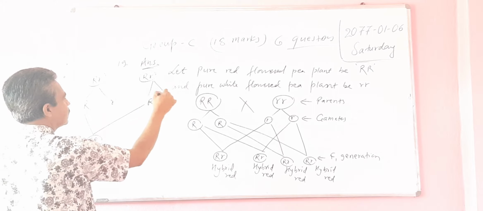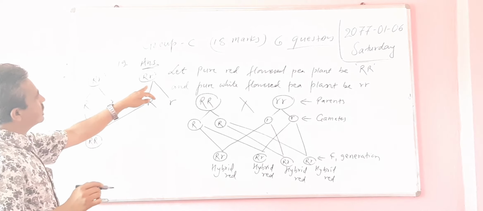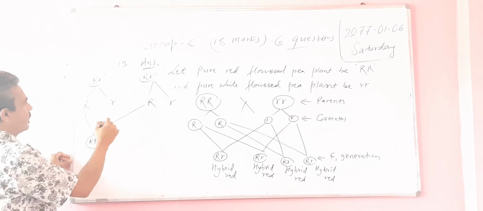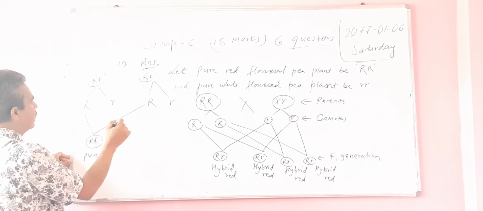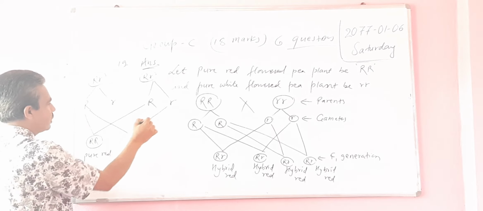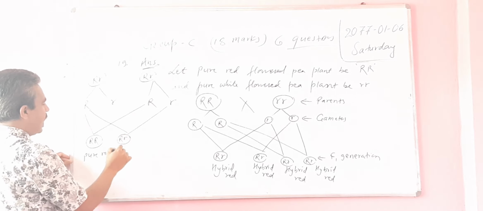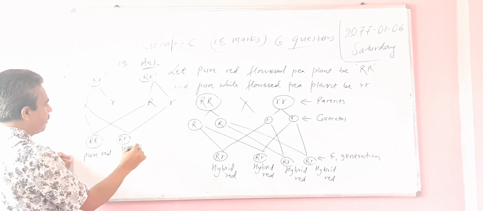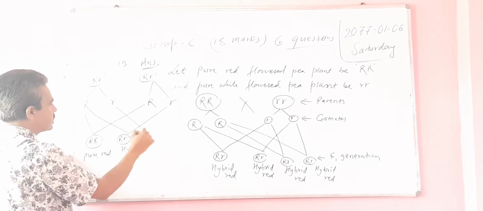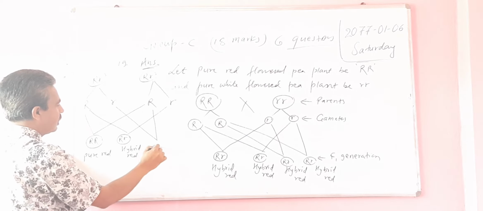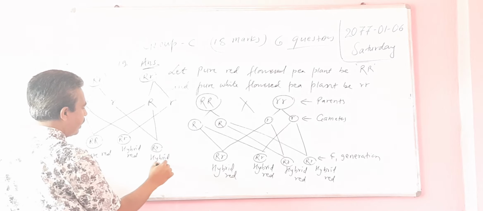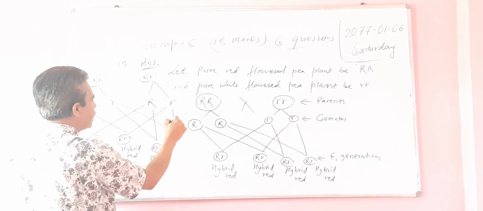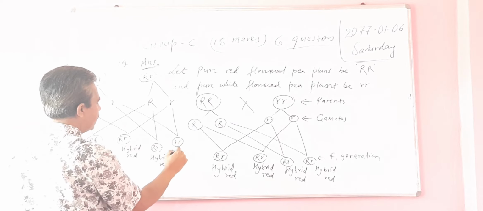This is self-pollination. Why self-pollination? Because they possess similar genes. This is pure red, and R goes with small r, hybrid red. Small r goes with capital R. This is hybrid red. And here small r, pure white.